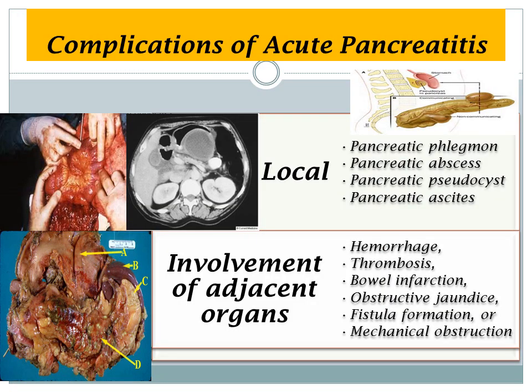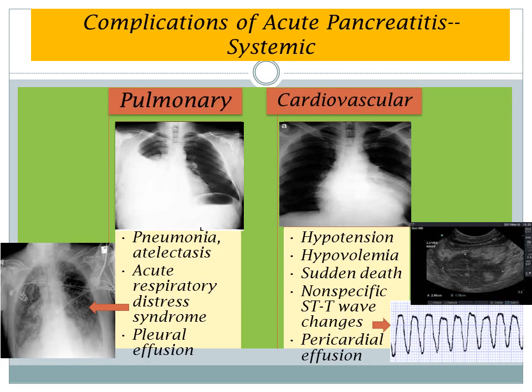The complications of acute pancreatitis are divided into local and systemic. As far as the local are concerned, there may be pancreatic phlegmon, pancreatic abscess may be there. You can see this in the picture. Pancreatic pseudocyst may be there, and pancreatic ascites may be there. While the involvement of the adjacent organ can lead to hemorrhage, thrombus, bowel infarction, obstructive jaundice, fistula formation, and mechanical obstruction. You can see in these pictures.